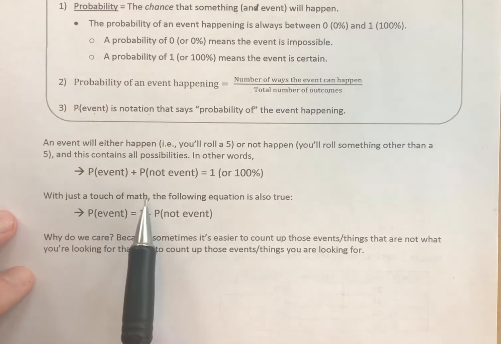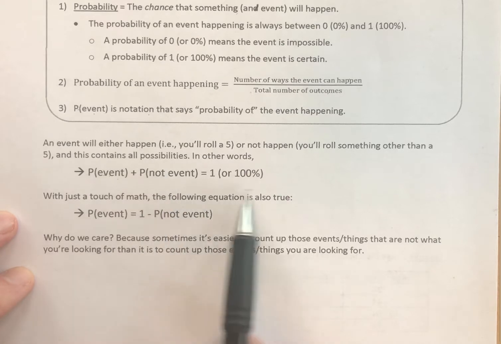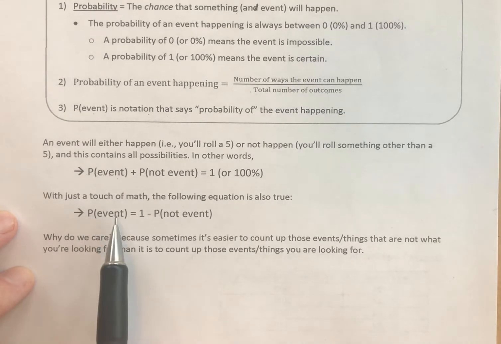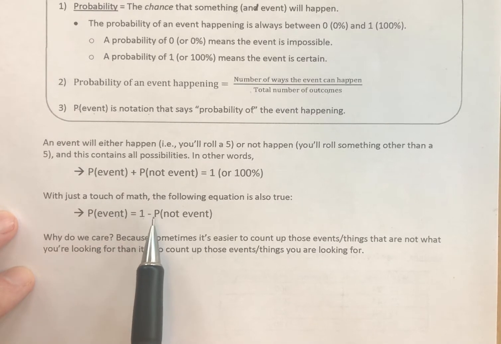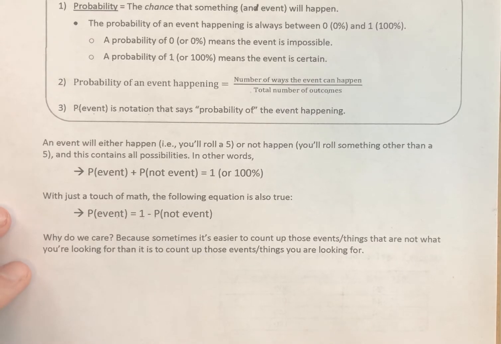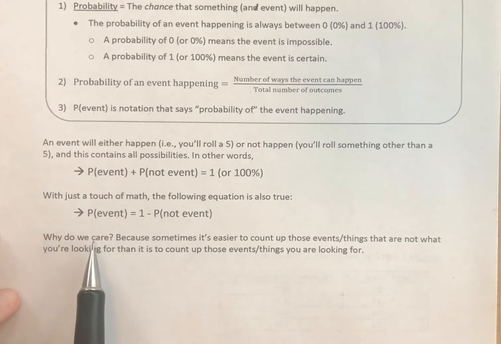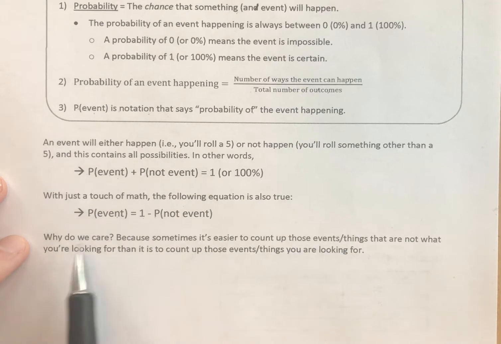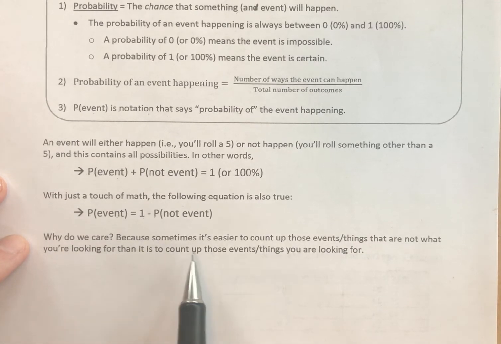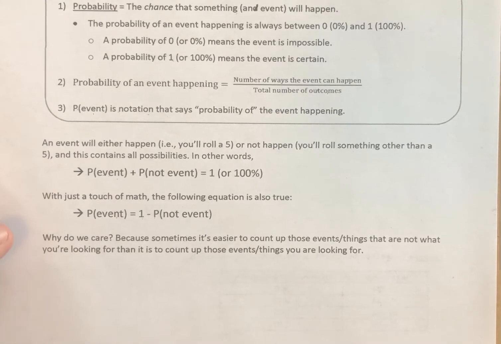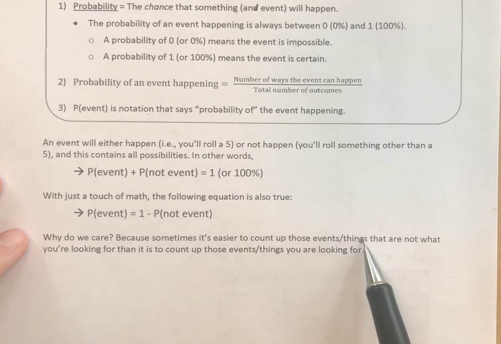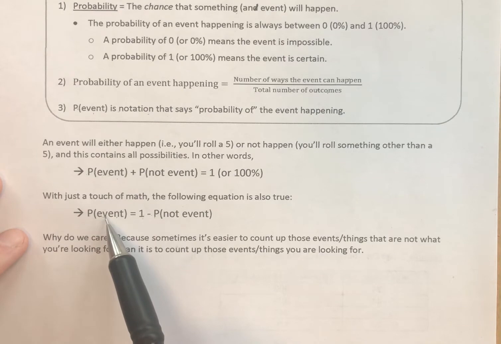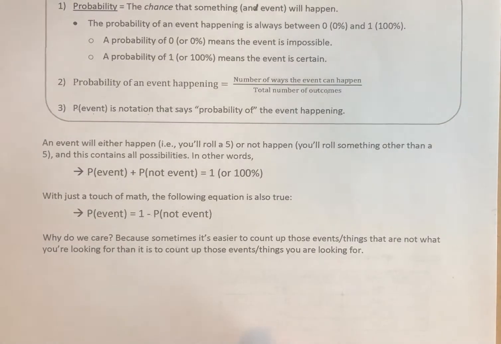Now, with just a bit of math, if we subtract this section from both sides, we can make the following equation that is also true: the probability of the event is equal to 1 minus the probability of not the event. So why do we care? Because sometimes it's easier to count up those things that are not what we're looking for than it is to count up those things that are what we're looking for. And if we can count up those things that are not what we're looking for and then subtract that fraction from 1, we'll get the probability of what we are looking for. Let's take a look at an example or two.